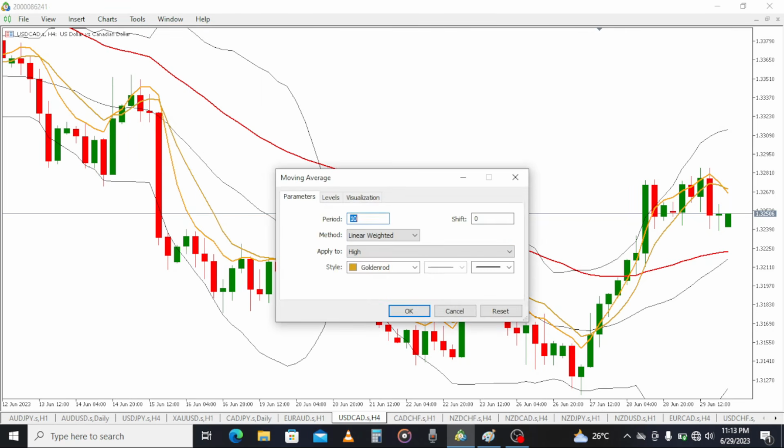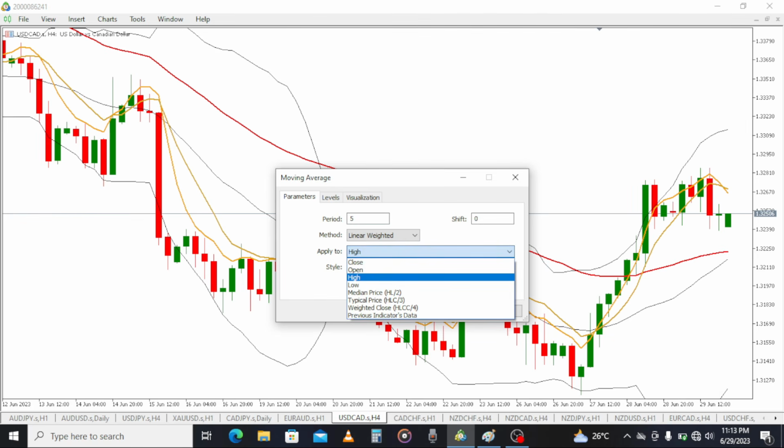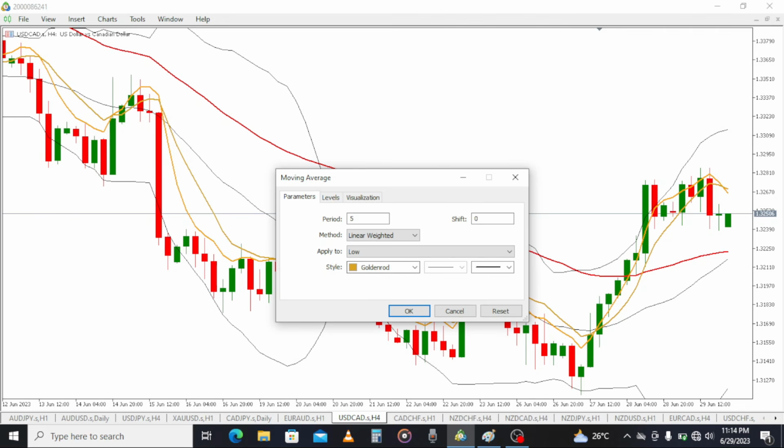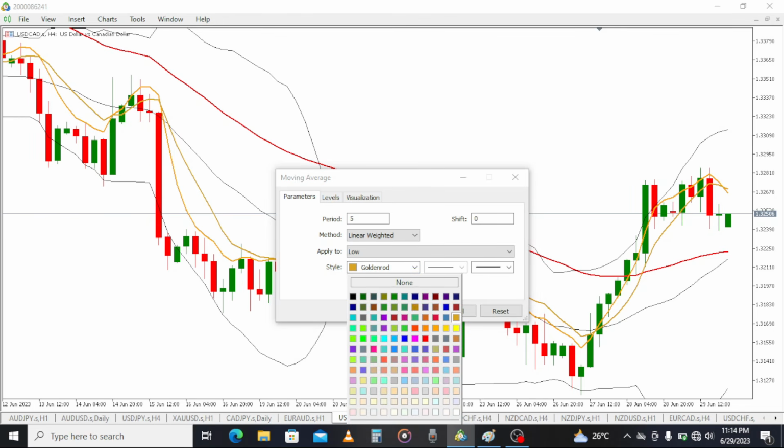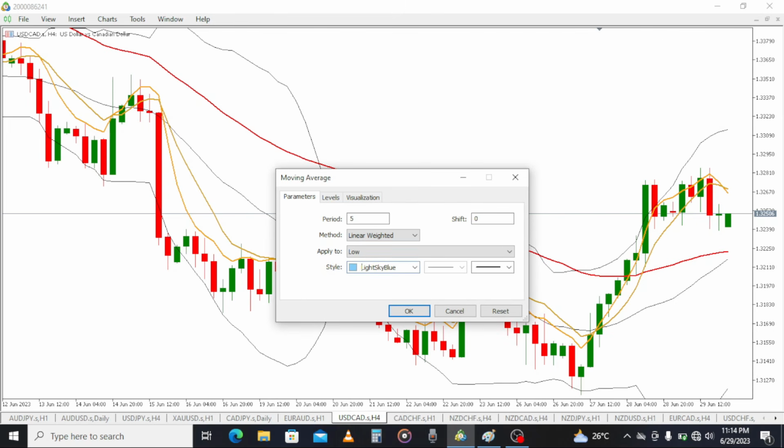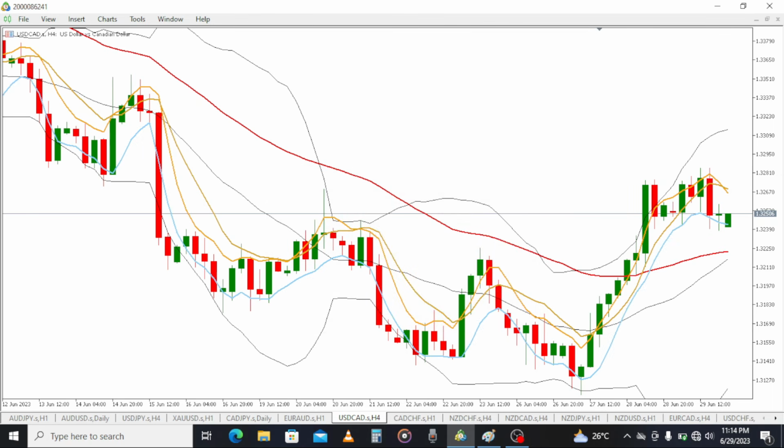Now we add our next moving average, which is period 5, linear weighted, and apply to low. Then we change our color to another light color. I'm thinking, okay, light sky blue will do. Now this light sky blue is my 5 low. As you can see, it's showing clearly on the chart.